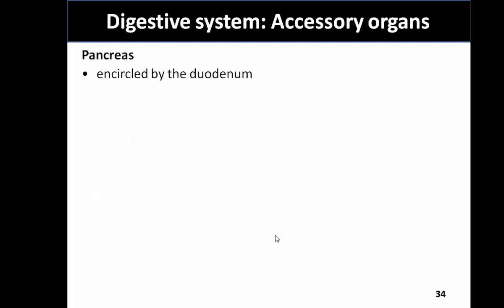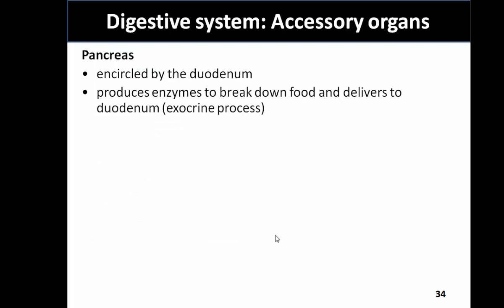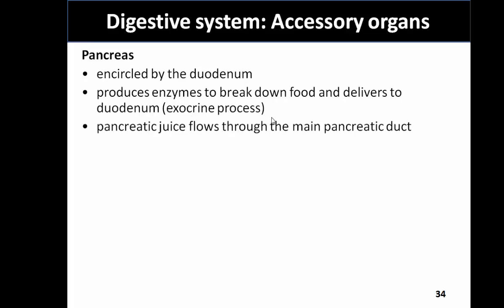The pancreas is a very important accessory digestive organ, encircled by the duodenum, and it produces enzymes, which are proteins that break down food and are delivered to the duodenum. The pancreas produces these enzymes through an exocrine process, so the enzymes are delivered directly into the duodenum. They don't go through the cardiovascular system, and are delivered through the main pancreatic duct in what's called pancreatic juice.